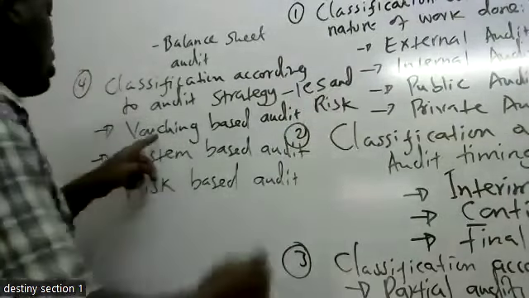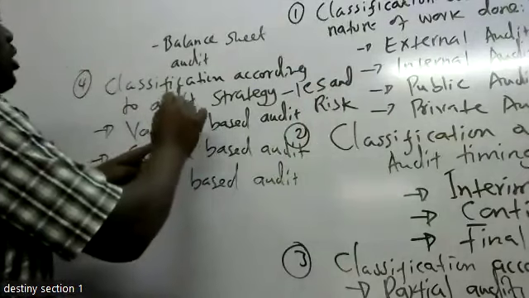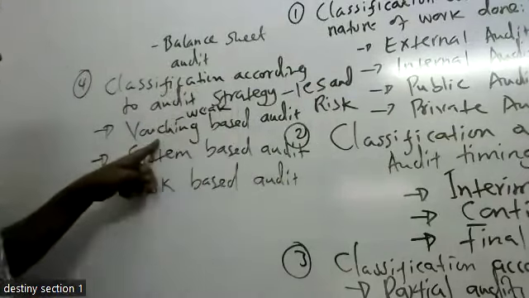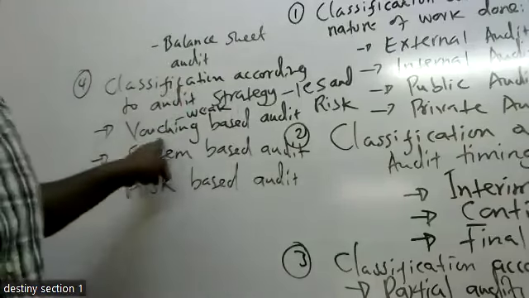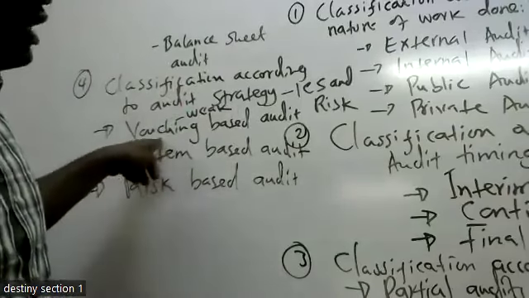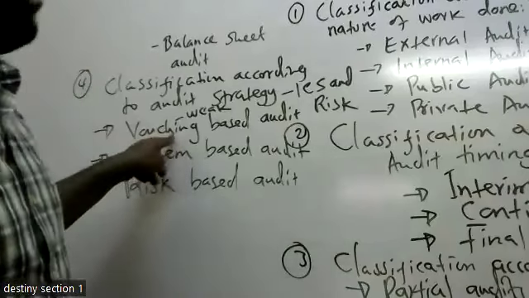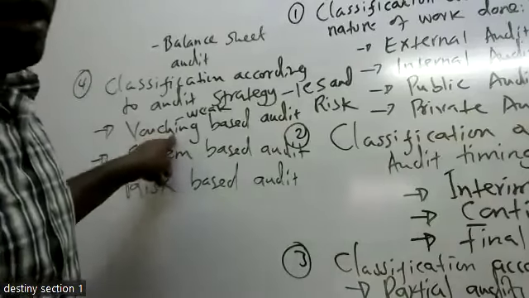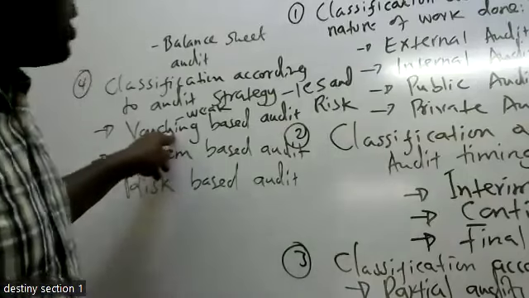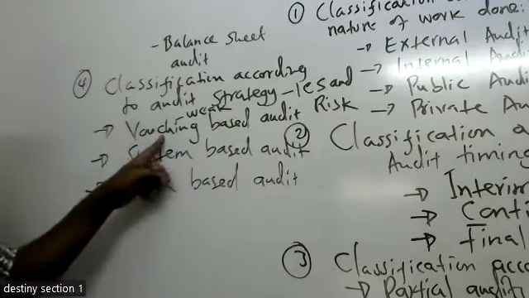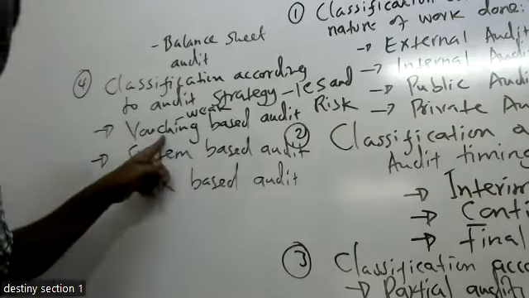If the system is weak, the auditor will go for the substantive-based strategy. If the auditor has done an assessment and found that the internal control system of the client is very weak, it doesn't have the effectiveness of detecting errors up front, in that case the auditor shall go for the substantive-based auditor strategy.